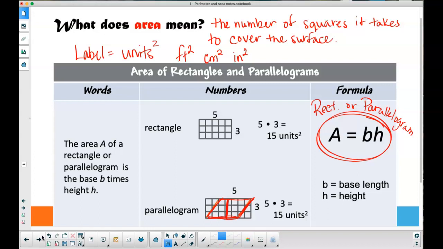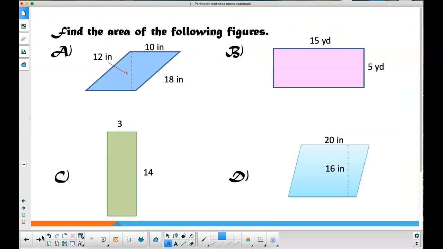So, if we try this a couple times, let's look at these. Look at letter A. Okay, flip the page. Letter A, I want you to find the area of this figure. Now, it's a parallelogram. To find the area, you need area equals base times height. Okay, so if I write that formula down, now I just need to replace the letters.